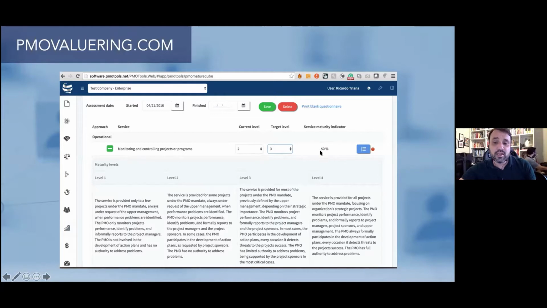And I can see that I have only 50% of maturity. And why? Because I'm level 2. The top is 4. So if I have 2, it means that I have only 50%. Okay, so that's how it works. It's very easy. And everything is available there.